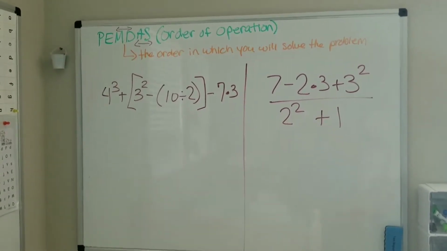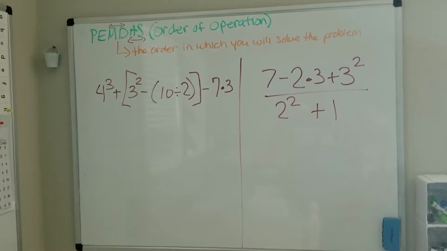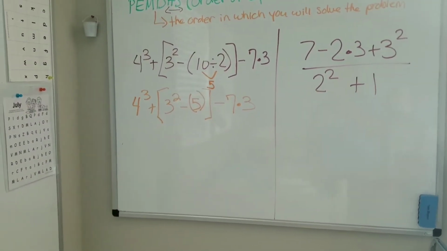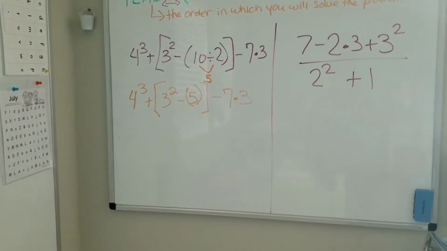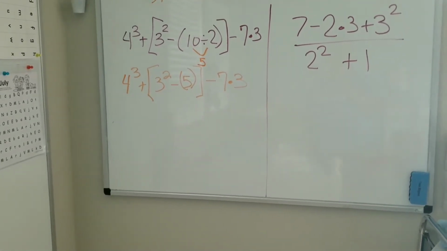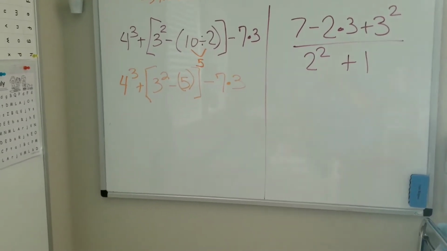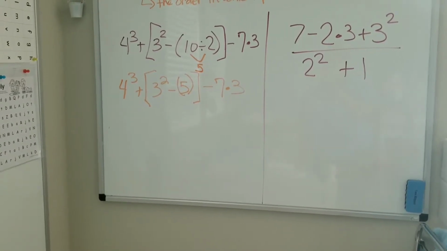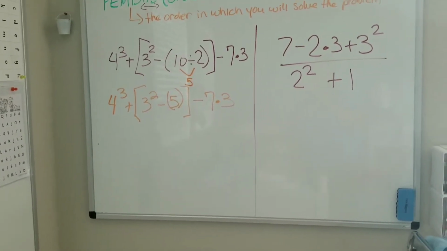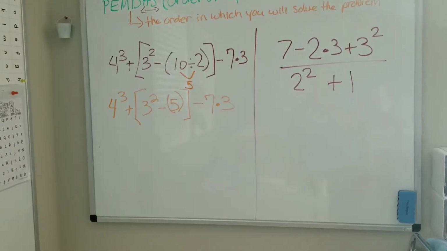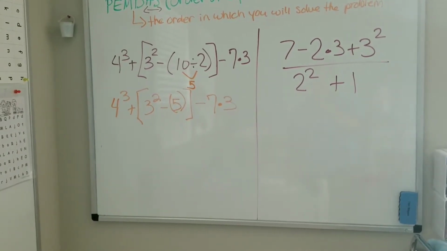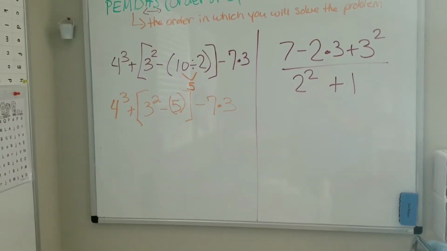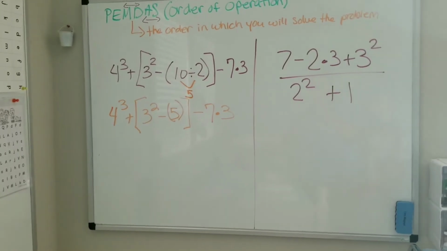So I'm going to put that in there, and what we're going to do is rewrite the entire problem. So now that we have rewritten the entire problem, we now have to worry about our brackets. Do you have anything in the brackets that you need to solve? What do you have in the brackets? You have an exponent. Very good. Exponent, what you have to do first, and then that minus 5. So we have an exponent, 3 squared, right?